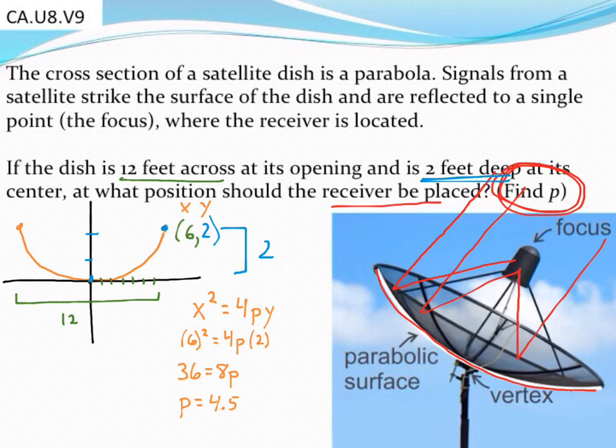And to be specific, I want that to be 4.5 feet above the vertex, or above the parabola. That's where the focus will be. That will be the location that the receiver should be. Above the vertex. That's the distance I want to make sure that all those beams that come in are sent right to that focus.